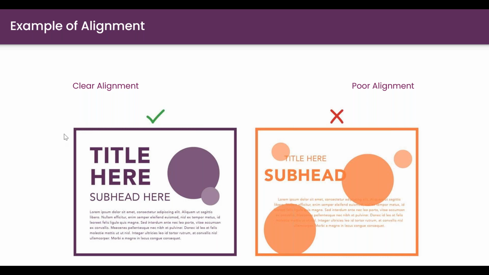So you can see on the left there's clear alignment, there's also clear hierarchy. There's also good use of white space. There's use of proximity where you have the title, the subhead, and that text together. It makes sense to have the image and maybe a small caption in that other little circle. You're using alignment, and alignment will really help make sense.